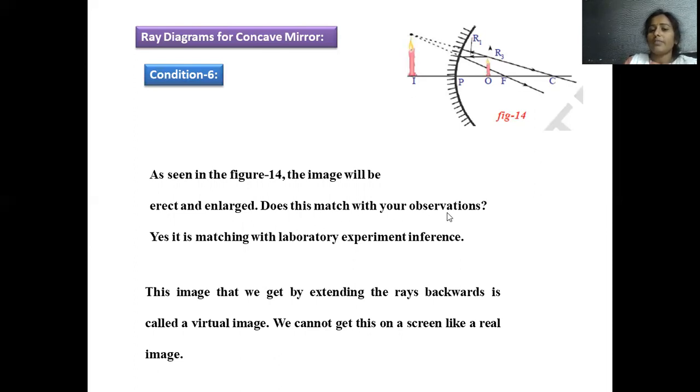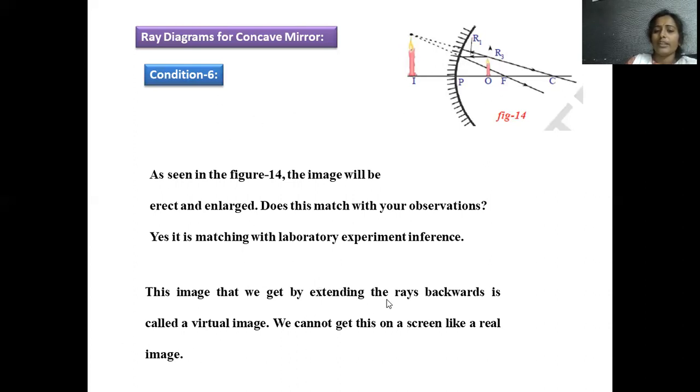Does this match with your observation? Have you seen it in your laboratory experiment? Yes, exactly. When any object is placed less than its focal point, very near to the mirror on the principal axis, you will get the image at the point where the convergence of the reflected light is possible, and it will be enlarged and said to be a virtual one. So this is clearly observed in the laboratory experiment also, which clearly resembles this condition 6.